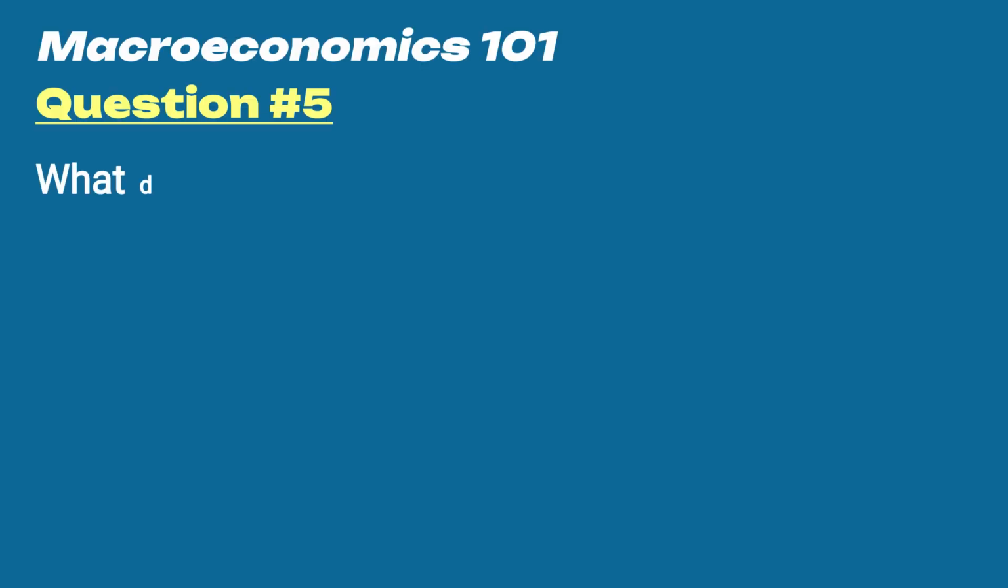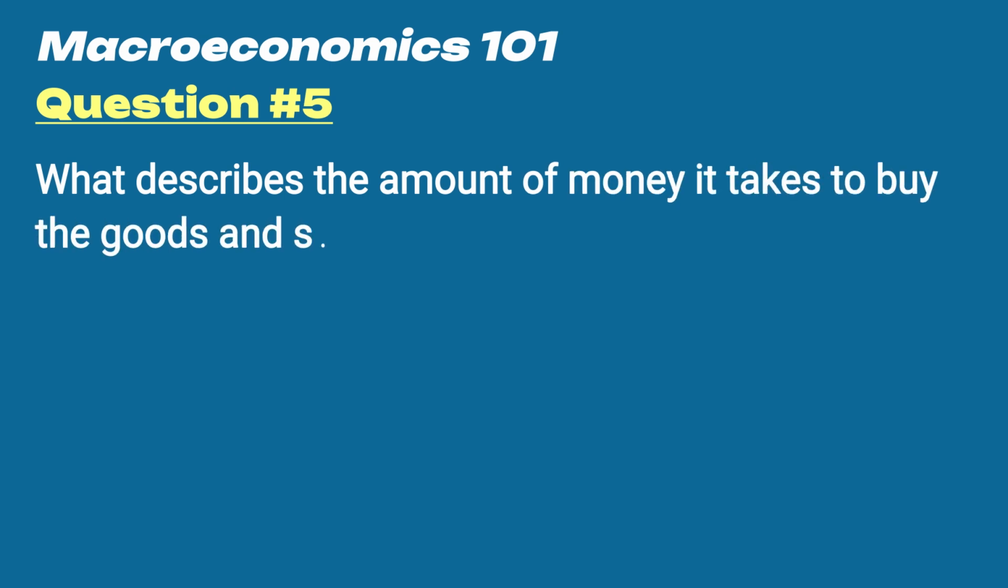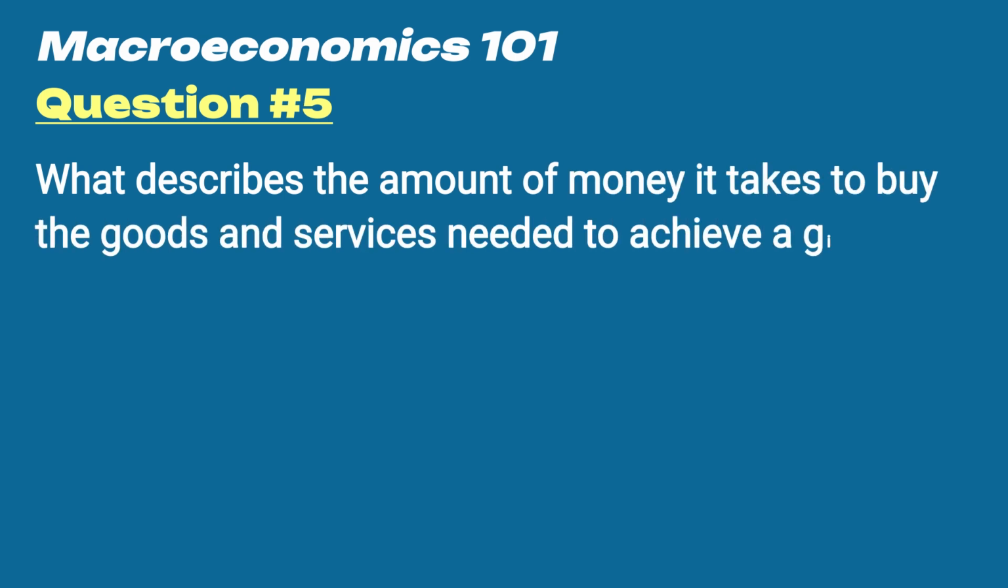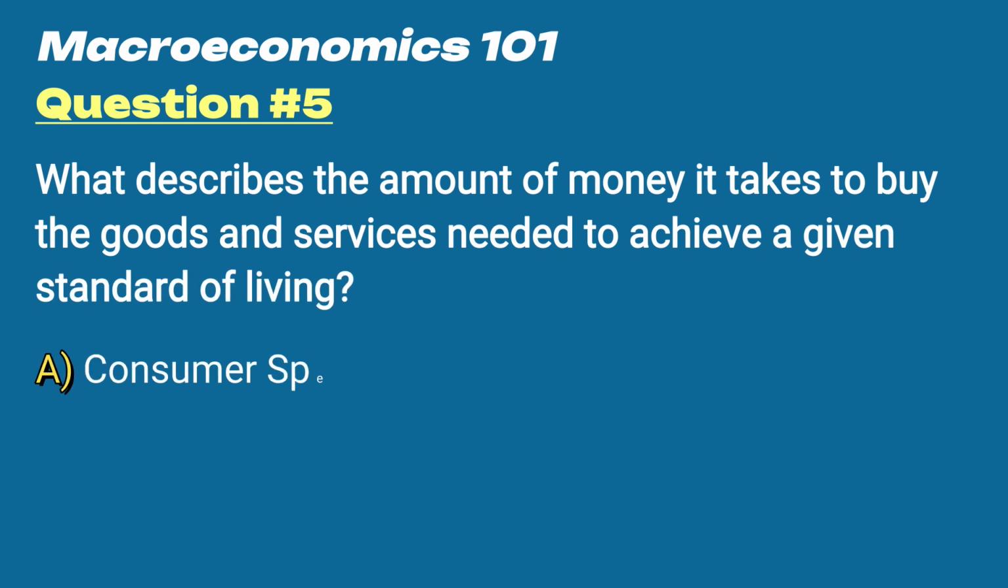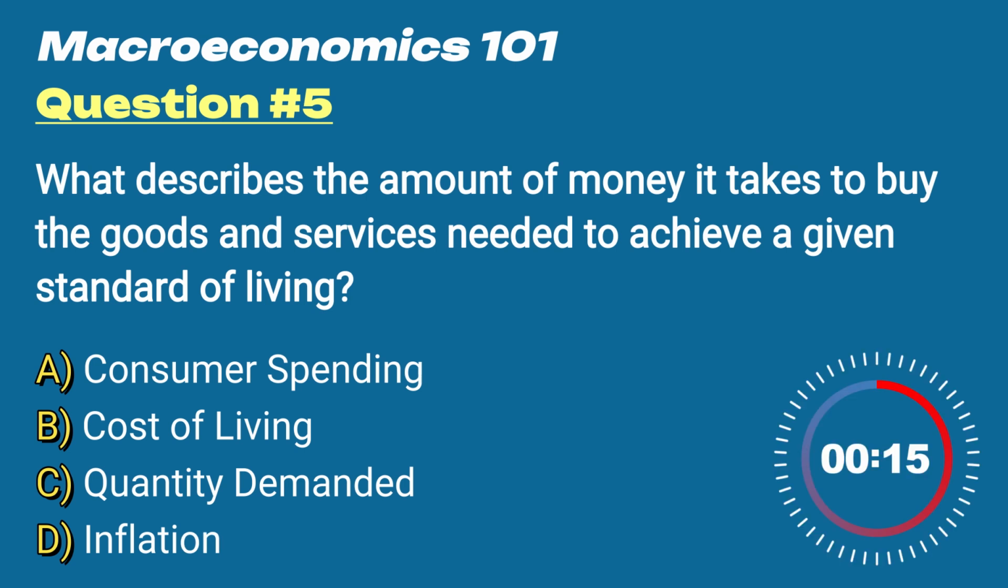All right, let's continue with question number 5. Question number 5. What describes the amount of money it takes to buy the goods and services needed to achieve a given standard of living? A, consumer spending. B, cost of living. C, quantity demanded. D, inflation.